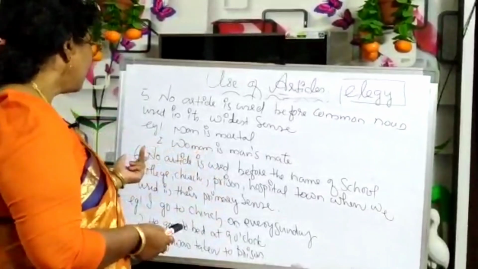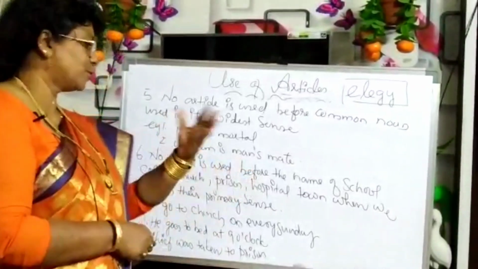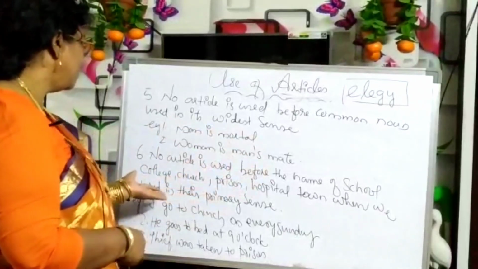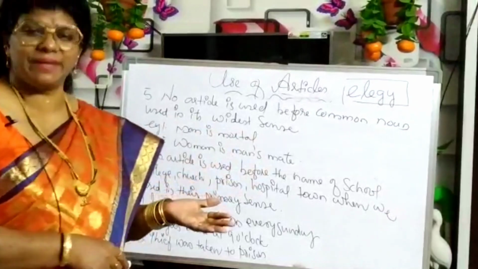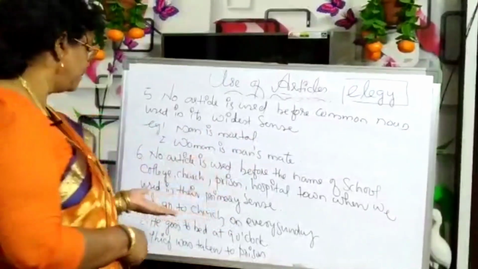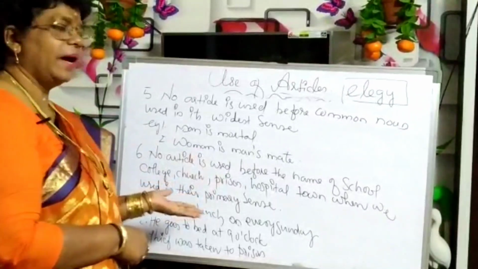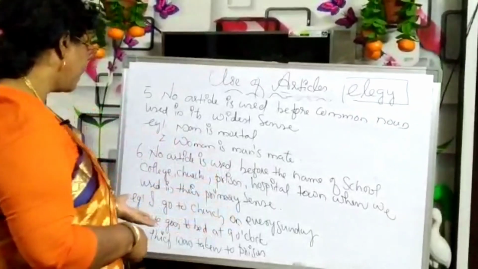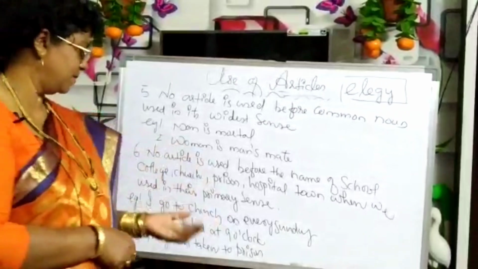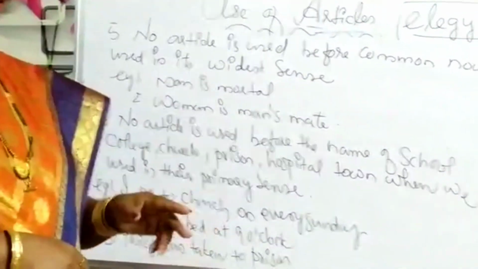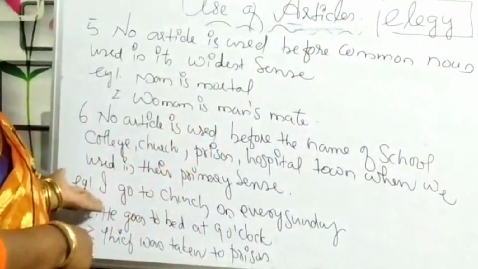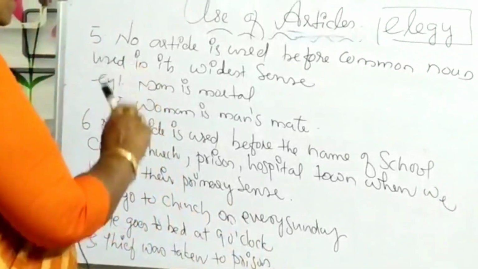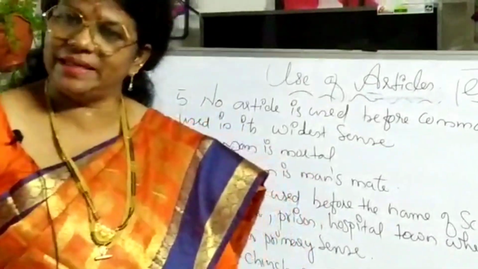Right? Then, no article is used before the names of school, college, church, prison, hospital, town, when we use them in their primary sense, not in a wide sense. I go to school every day. I go to church on every Sunday. He goes to bed at 9 o'clock. Thief was taken to prison. All this, you could see there is no article anywhere else. No articles. Okay, so in such circumstances, we can omit the article.